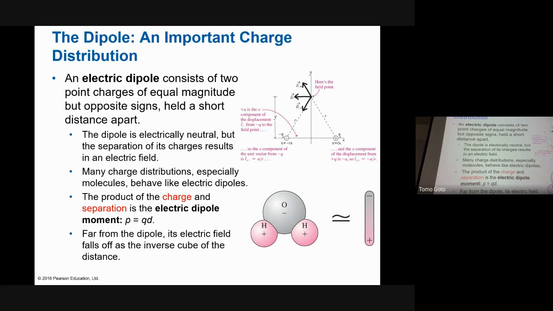And then, I already mentioned this, but from a very far distance, its electric field falls off as the inverse cube of the distance, so it's going to be neutral. A typical example of an electric dipole is the water molecule H2O. In the case of H2O, the H are slightly plus and the O is slightly minus, right? So if you look at the system, it's plus and minus separated a little bit, so it looks like a dipole. So that's one example.